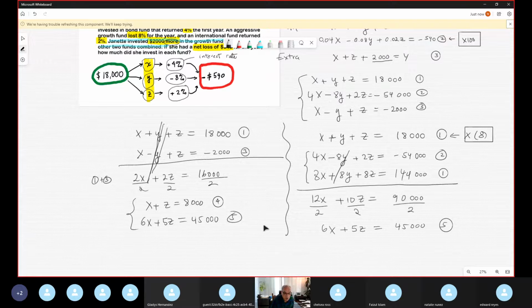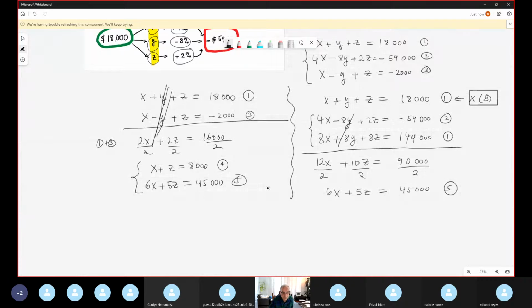Well. Elimination one more time, guys. You multiply, for example, or substitution, either way. But I like elimination so much. If you multiply equation 4 by negative 5, what is my intention? Negative 5 and positive 5 is ready for elimination. You have negative 5x minus 5z equal negative 40,000.